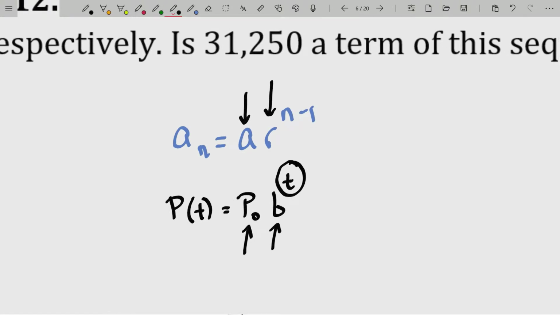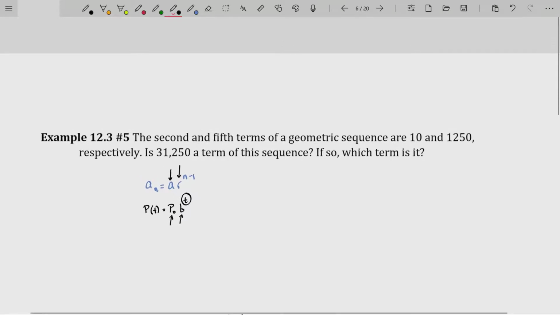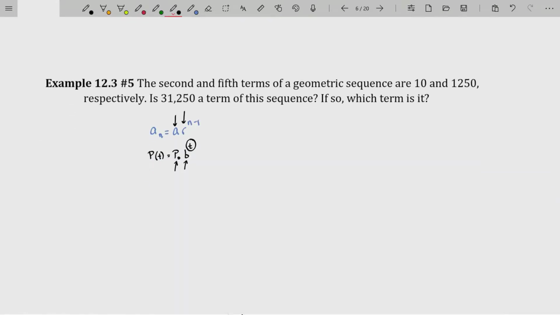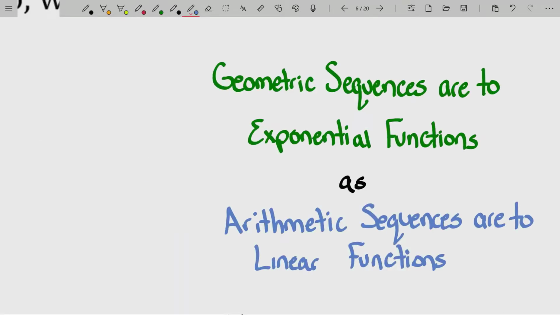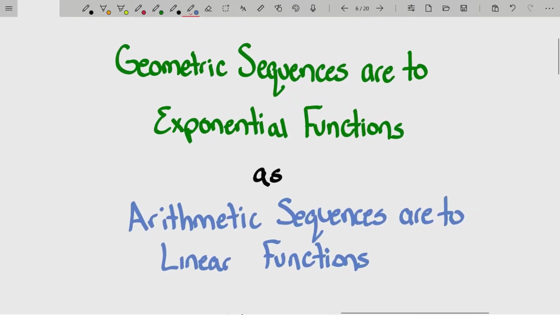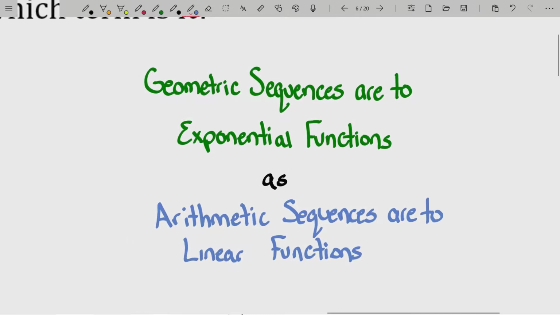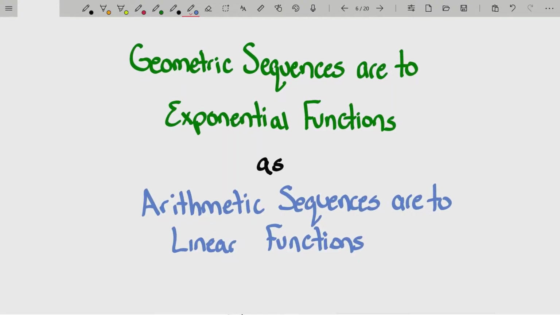So this is geometric series, or sequences, sorry, I was trying to avoid saying series. So geometric sequences are to exponential functions as arithmetic sequences are to linear functions. In fact, that's so important, I want to write that down. So there you have it. Geometric sequences are to exponential functions as arithmetic sequences are to linear functions. That is a mantra that is so important to realize.